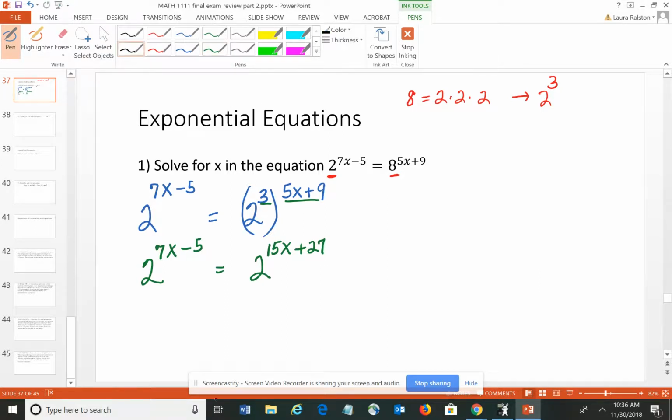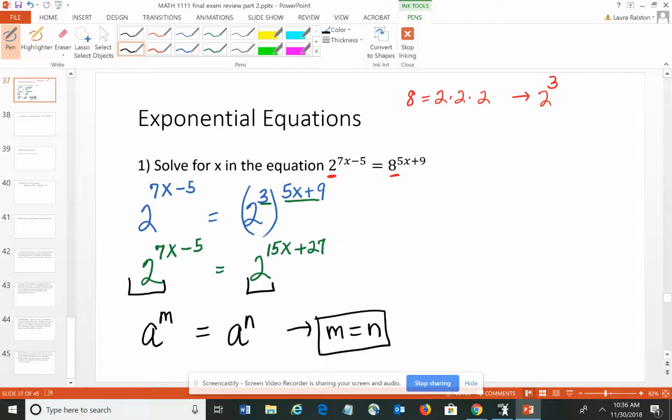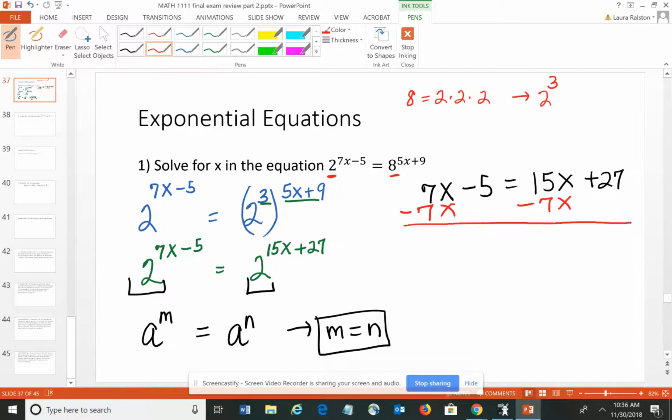Then, because we have a base 2 on the right and a base 2 on the left, the property says if you have a to the m equal a to the n, then m is equal to n. The exponents are equal to one another. So in this case, we would have 7x minus 5 equals 15x plus 27. And that's just a good old basic algebra equation that I need to solve for x. So I'm going to subtract 7x from either side so that I can get all the x's together. So I have negative 5 equals 8x plus 27.